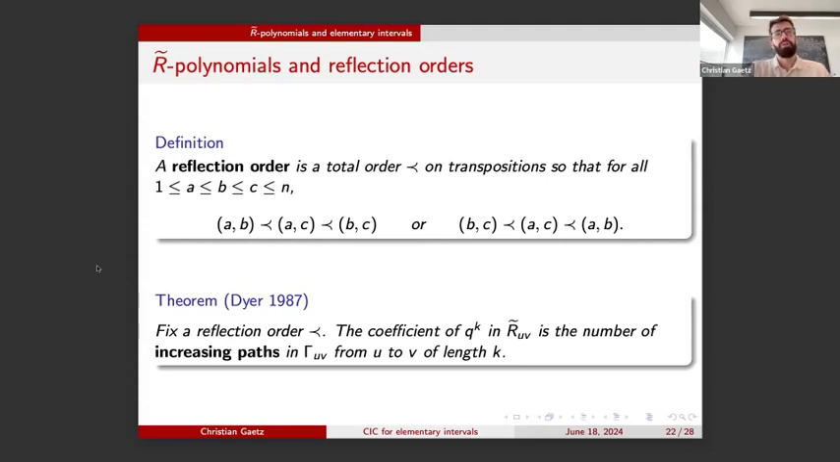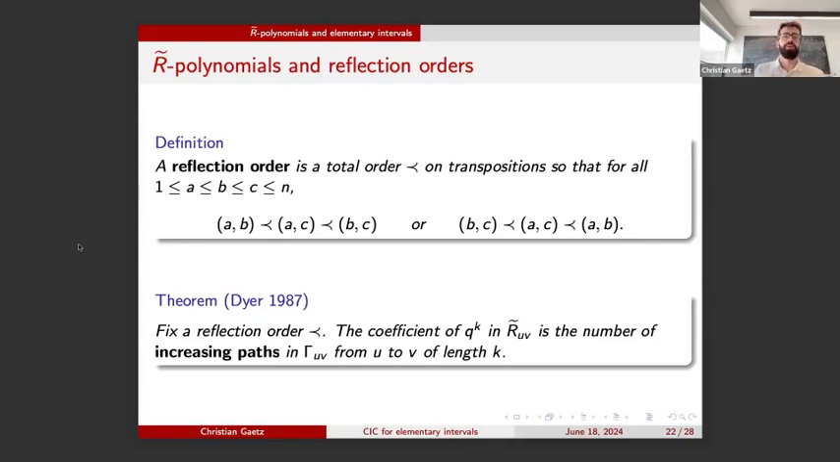So a reflection order, this is a total order on the set of transpositions in S_n, such that if A is less than B, less than C, then the transposition AC has to lie between the transposition AB and BC.